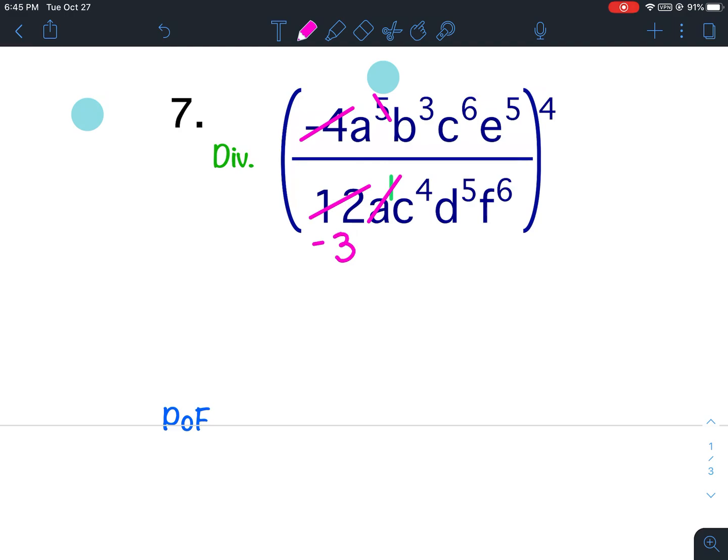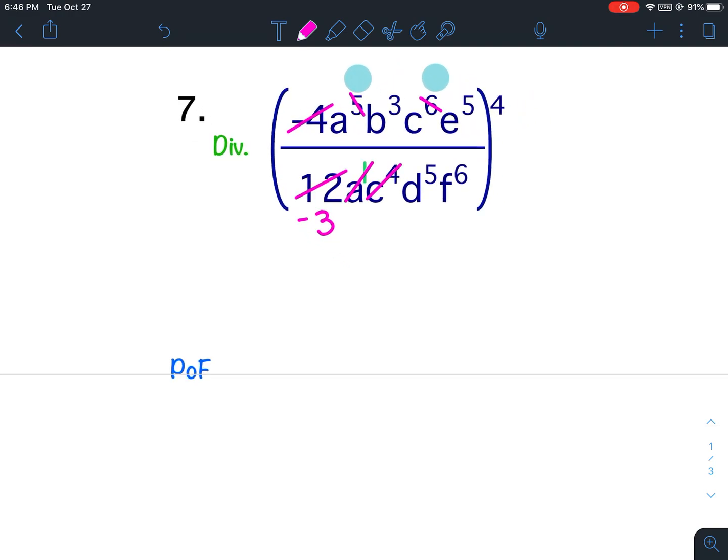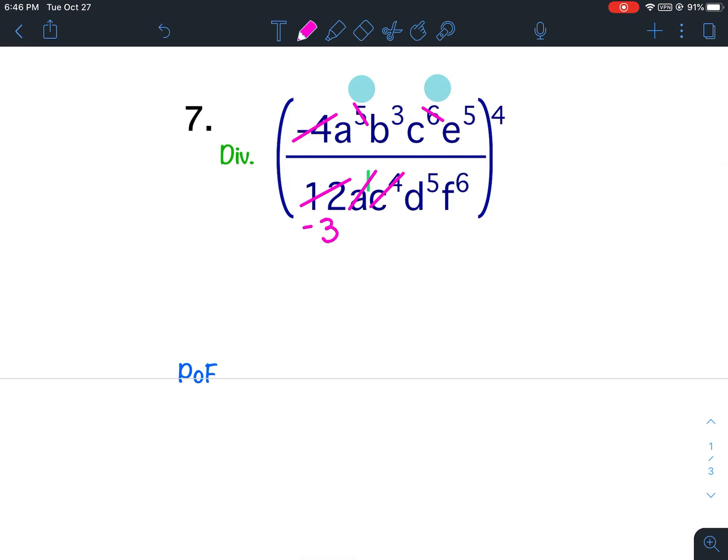Next, the only other variables that I can divide are the c to the 4th and the c to the 6th. There are no other duplicate variable terms. So c to the 4th has the smaller exponent. I'm going to completely cross that out and subtract from the 6 to determine the new exponent there.